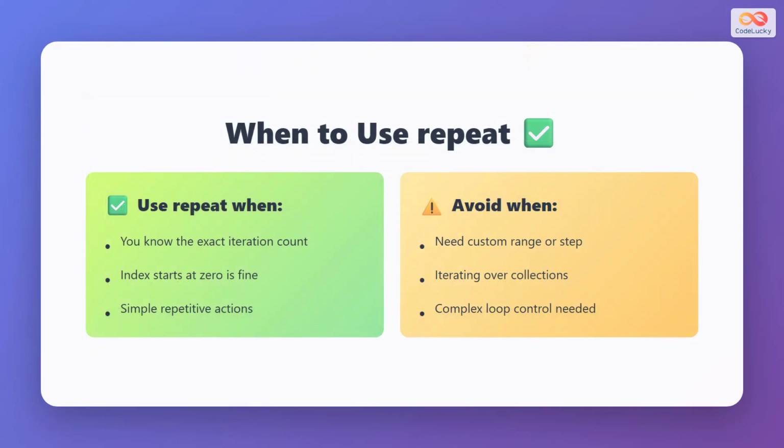Let's discuss when to use repeat versus other looping constructs. Use repeat when you know the exact number of iterations in advance, when starting your index at 0 is acceptable, and when you have simple repetitive actions to perform. Repeat makes your code's intent clear and reduces boilerplate. However, avoid repeat when you need a custom range with a specific starting point or step value. For iterating over collections, use forEach or other collection functions instead. And when you need complex loop control with break or continue statements, a traditional for or while loop is more appropriate. Understanding these guidelines will help you write cleaner, more idiomatic Kotlin code. Choose the right tool for each situation, and your code will be more maintainable and easier to understand.